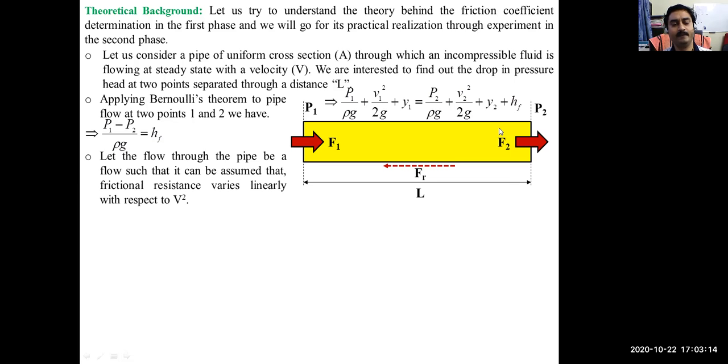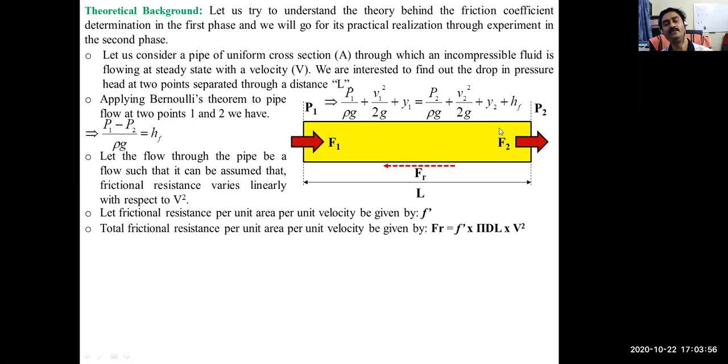Let the flow through the pipe be such that it can be assumed that frictional resistance varies linearly with respect to the velocity square. It is a standard assumption taken during this derivation that the frictional resistance is approximately proportional to the velocity square. Accordingly, let the frictional resistance acting on the flow per unit area per unit velocity be F dash.